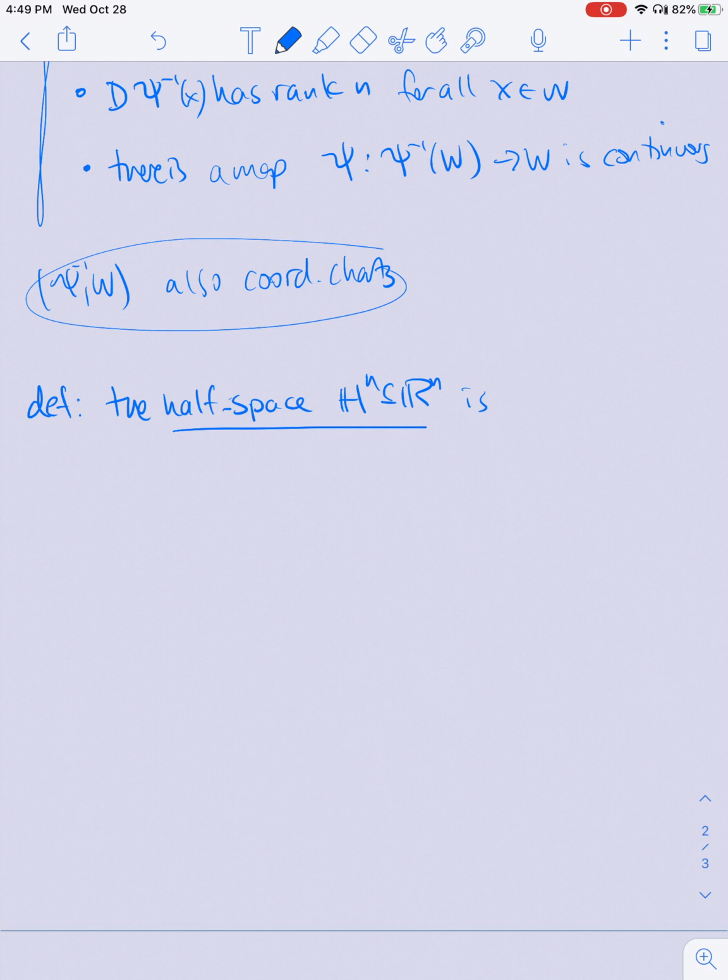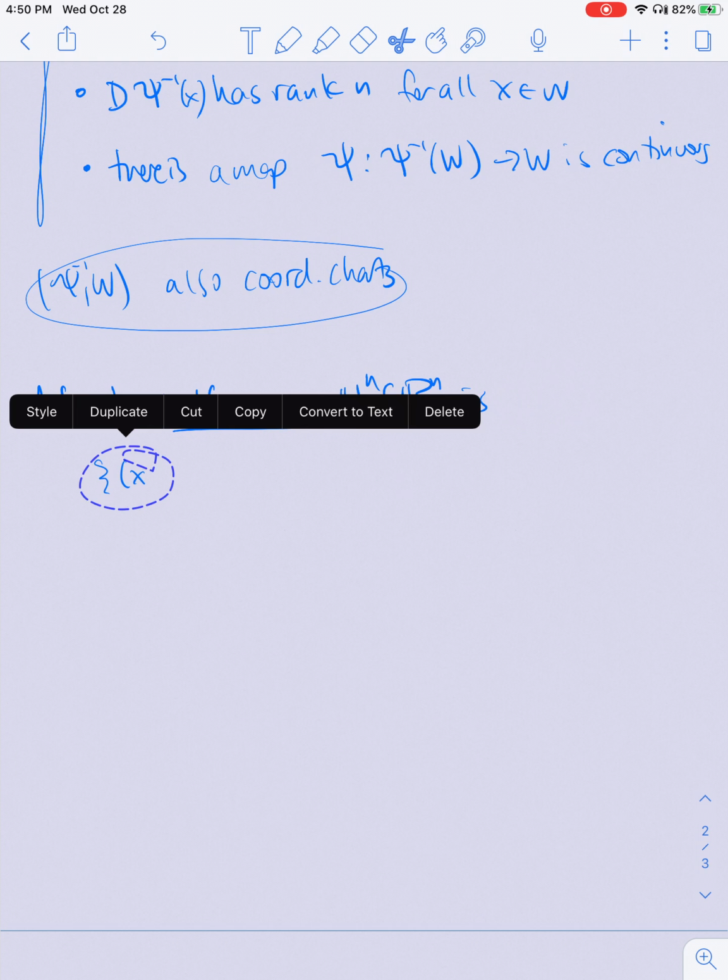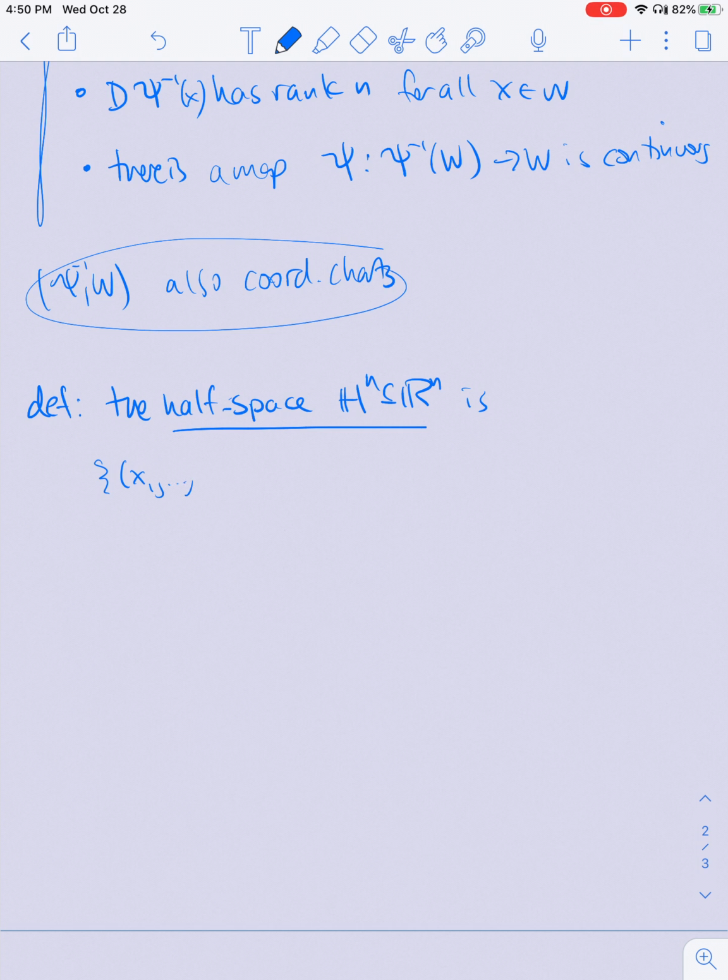So the half space, which we denote with a bold H, is the set of all x1 through xn in Rn, such that xn is greater than or equal to 0. We're going to use this to define our manifolds with boundary.